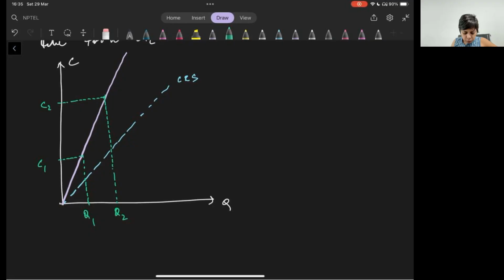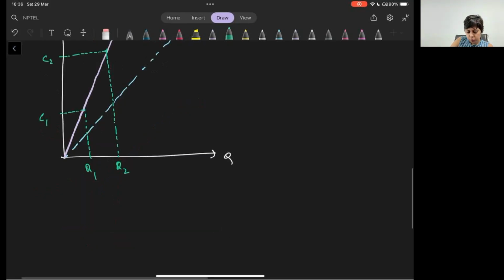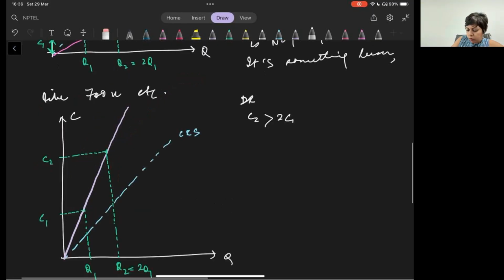Okay. Now if you see, in this example, what do you think is happening? This diagram. Q2, let me also write here, is equal to 2Q1. So what is happening as you're increasing production, costs are increasing actually. C2 is more than 2C1, and that is decreasing returns to scale. In this diagram, if you look at C2 and if you look at C1, C2 is more than 2 times C1. 2 C1 would be somewhere here. This is 2 C1. C2 is clearly more than 2 C1.